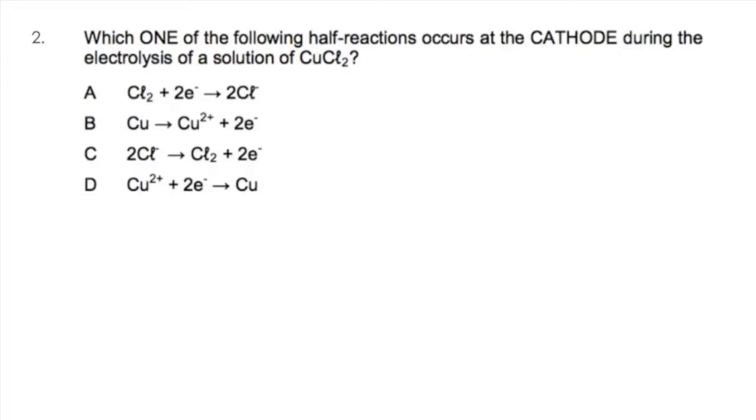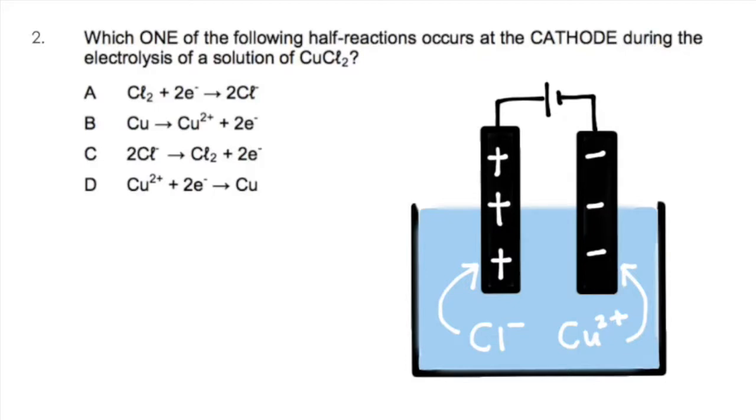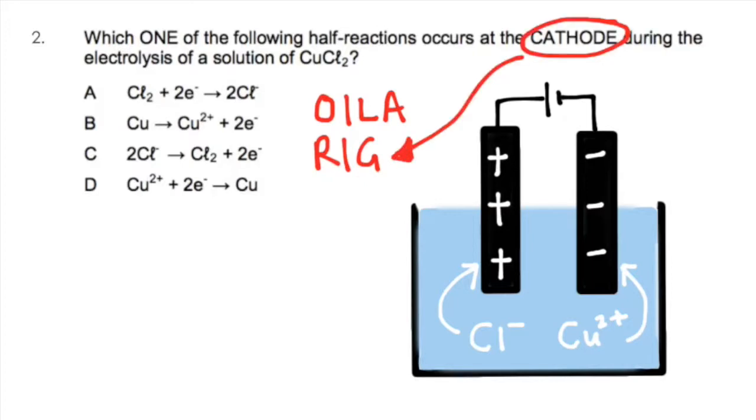Question 2. Which half reaction occurs at the cathode during the electrolysis of copper chloride? That's what the electrolytic cell would look like. I use a little mnemonic, oil rig, and I add an A at the end of oil rig, and that reminds me that oxidation is loss at the anode and reduction is gain, and that therefore must be at the cathode. And so this asks about the cathode, so it must be the electrode at which reduction takes place.